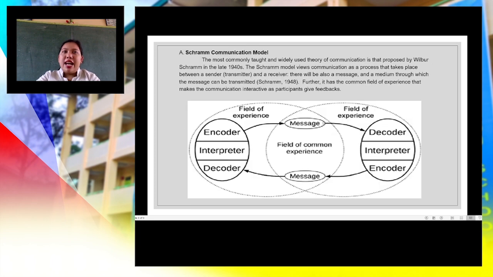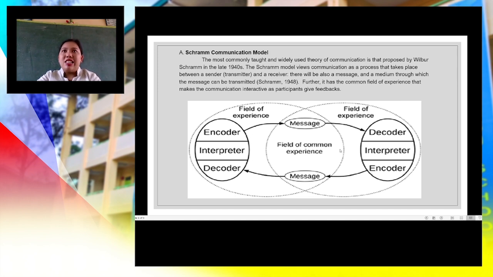Here is the diagram or the model which shows the Schramm communication model. This is the most commonly taught and widely used theory of communication that was proposed by Wilbur Schramm in the late 1940s. This type of model in other sources can be read as the Osgood and Schramm model of communication. But here, we'll be using Schramm communication model as a term, although they actually refer to the same model.